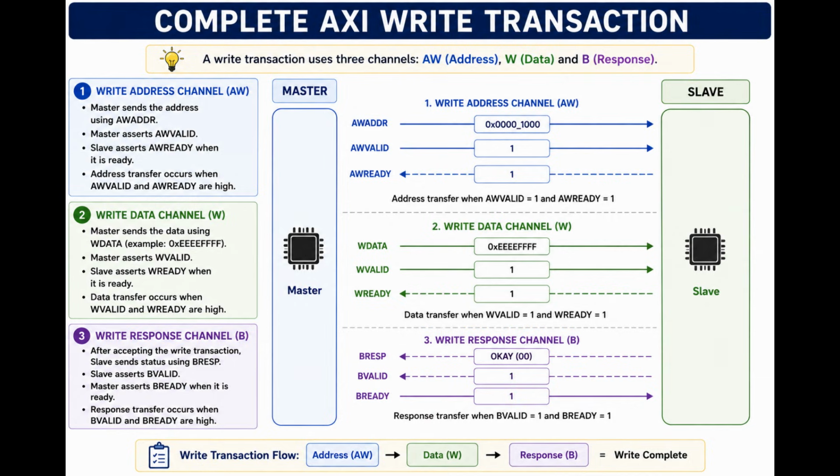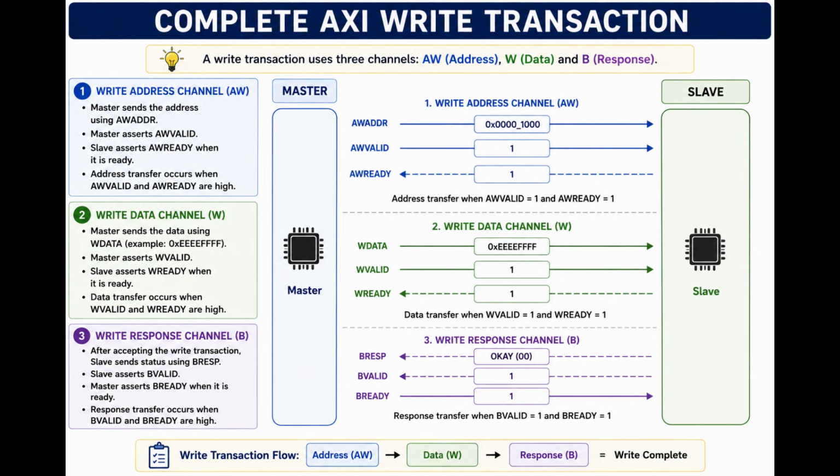Finally, we have the write response channel. After accepting the write transaction, the slave sends the status of the write operation using the BRESP signal. The slave asserts BVALID to indicate that the response is valid. When the master is ready to accept the response, it asserts BREADY.